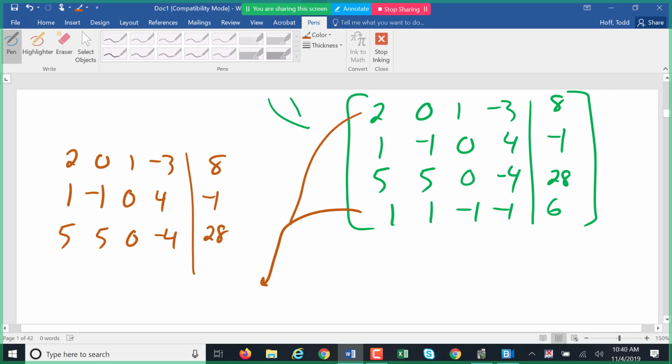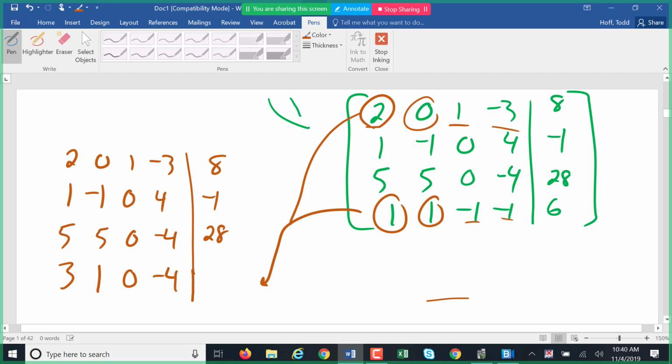Bottom row, though, is going to become 2 plus 1 is 3. 0 plus 1 is still 1. 1 plus negative 1 is 0. Negative 3 plus negative 1 is negative 4. And 8 plus 6 is 14. So now I have zeros in all of those positions.